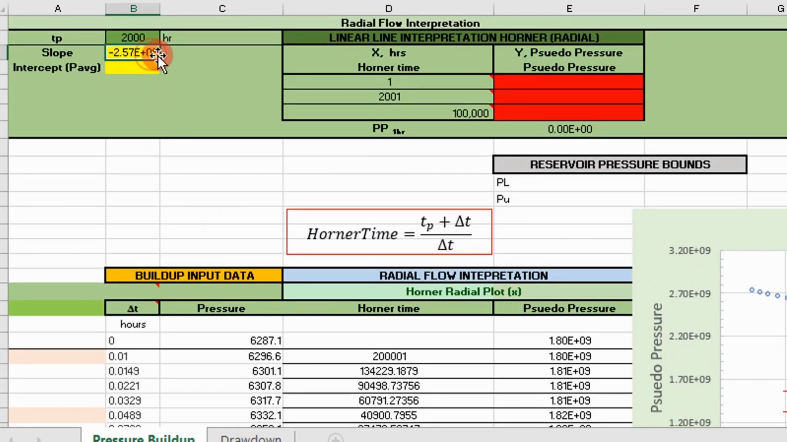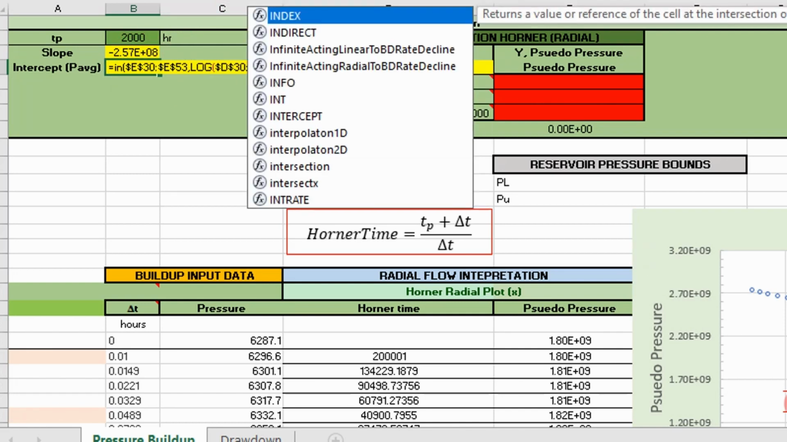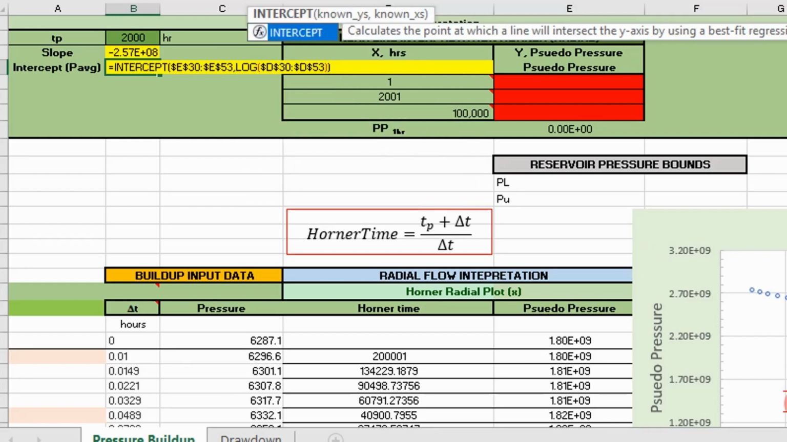Now we're going to use the intercept function to do the same thing, and you want to freeze these up here. So carry it down, change this to intercept. This will be our average reservoir pressure on our line.